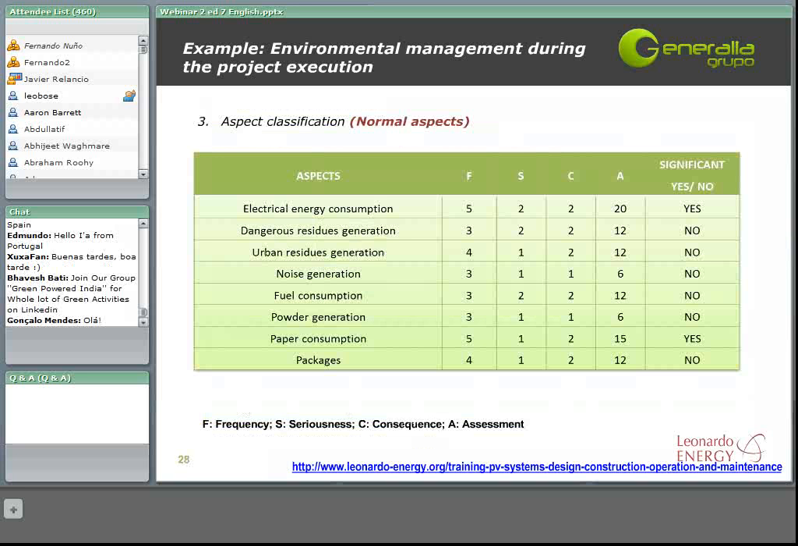For example, for the noise generation, we can consider it as not very serious. We can decide that the consequence won't be very high, very tough, but the frequency is quite high. So if we add 1 plus 1 and we multiply this by 3, we have an assessment of 6. We can decide that this assessment is not significant for the development of our solar plant.